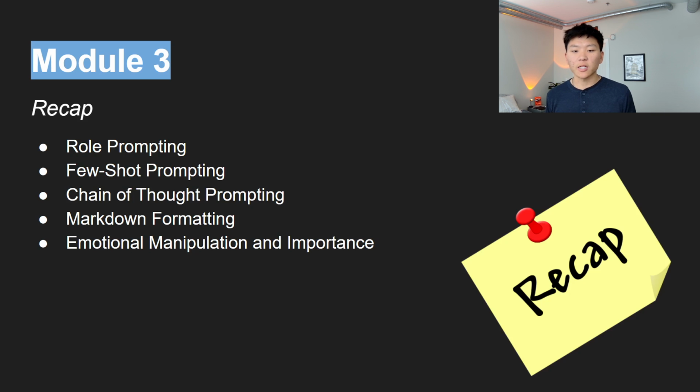Quick recap of module 3. We covered role prompting, few-shot prompting, chain of thought prompting, markdown, and emotional manipulation and importance. All of these techniques you can sort of bake into your prompts, which are going to make them more reliable and help you align your agent with your goals. So now we're going to get into module 4, where we're going to talk about some structured frameworks for organizing prompts that are really going to help you take them to the next level.